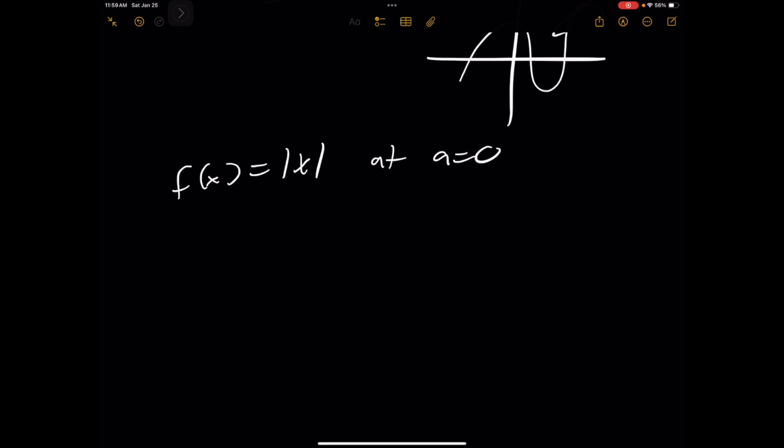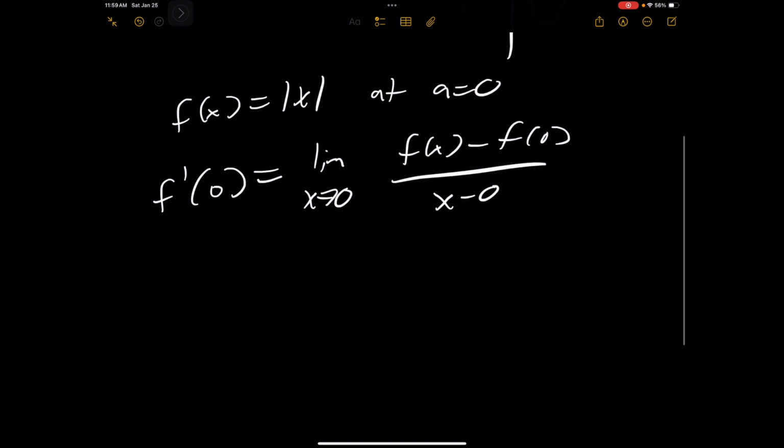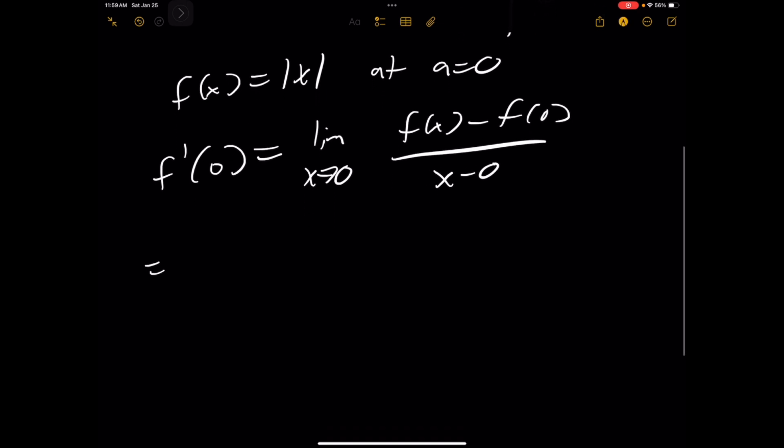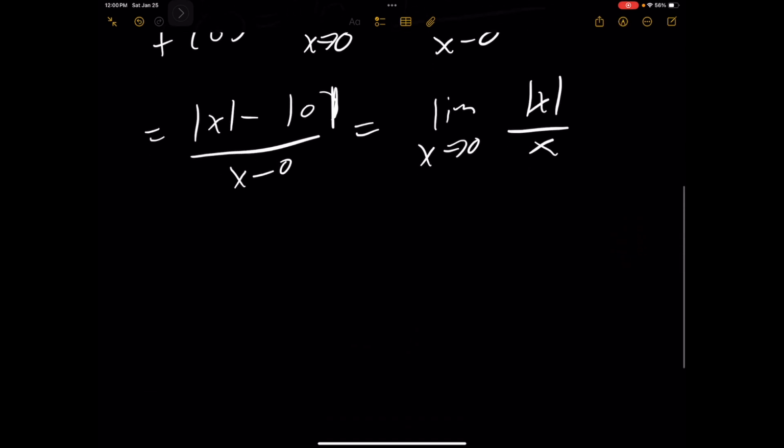Well, we know that the derivative at 0 of this function is the limit as x goes to 0 of f of x minus f of 0 over x minus 0. That's our derivative equation. In this case, it is equal to the absolute value of x minus the absolute value of 0 over x minus 0, which is equal to the limit as x goes to 0 of the absolute value of x over x. And the question becomes, does this limit exist? Does the derivative exist here? Is there a value I can get from this? Let's take a look.